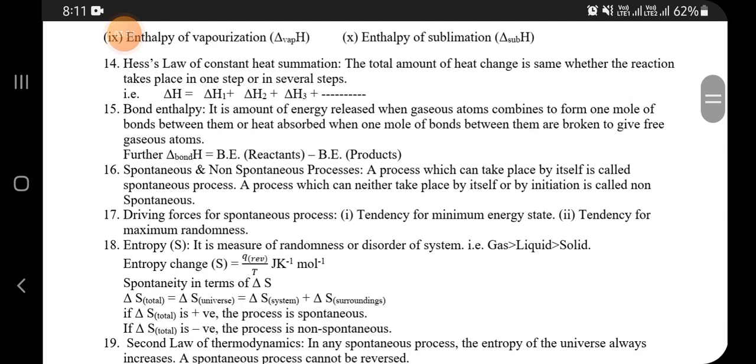Now the most important topic, Hess law. Hess law of constant heat summation states that the total amount of heat change is the same whether the reaction takes place in one step or in several steps.